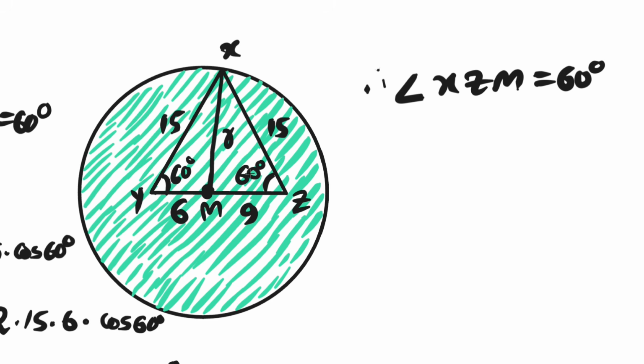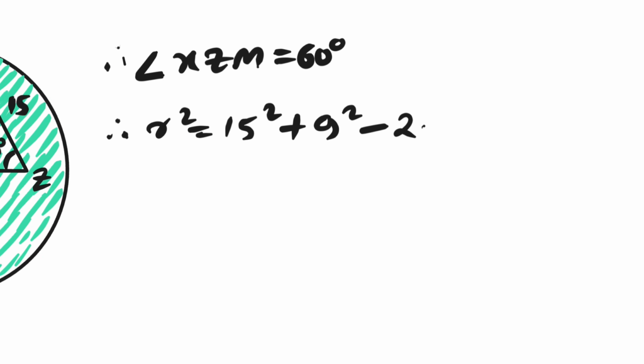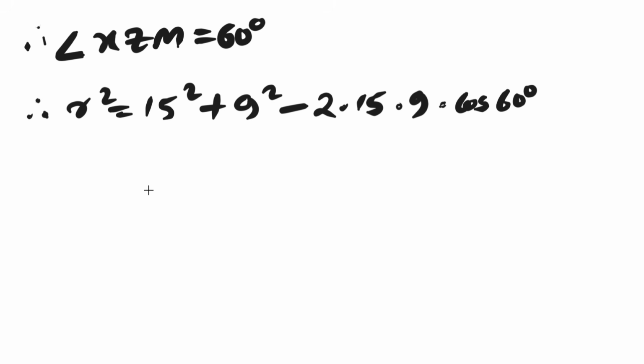Again, we have two known sides and the included angle, so the law of cosines is the natural tool. The side opposite the 60-degree angle is XM, which is our radius r. Therefore, r squared equals 15 squared plus 9 squared minus 2 multiplied by 15 multiplied by 9 multiplied by the cosine of 60 degrees. Now let's simplify this carefully.